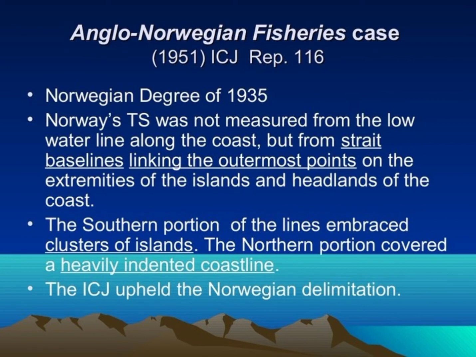Anglo-Norwegian Fisheries Case, Norwegian Decree of 1935. Norway's territorial sea was not measured from the low water line along the coast, but from straight baselines linking the outermost points of the extremities of the islands and headlands of the coast. The southern portion of the lines embraced clusters of islands. The northern portion covered a heavily indented coast. The ICJ upheld the Norwegian delimitation.